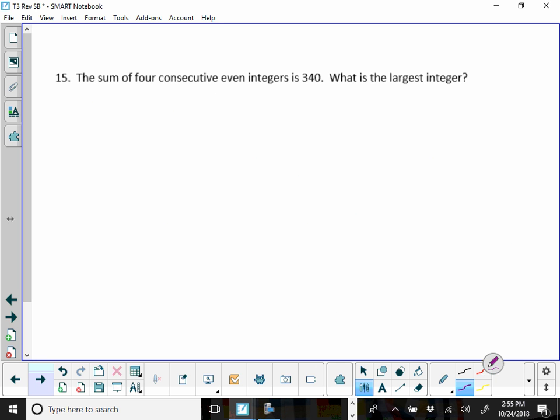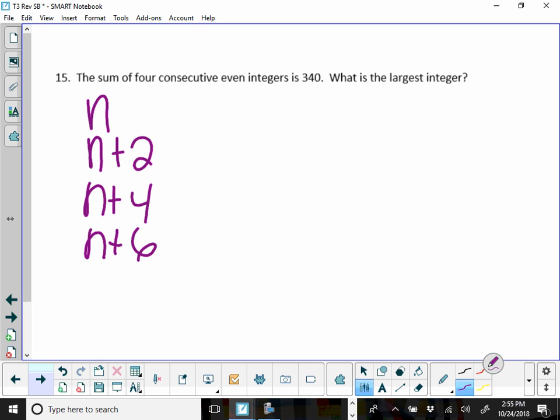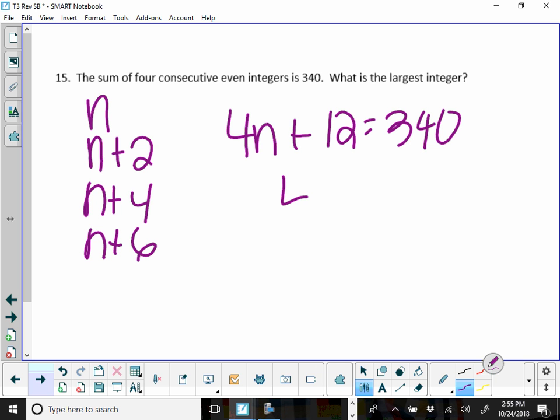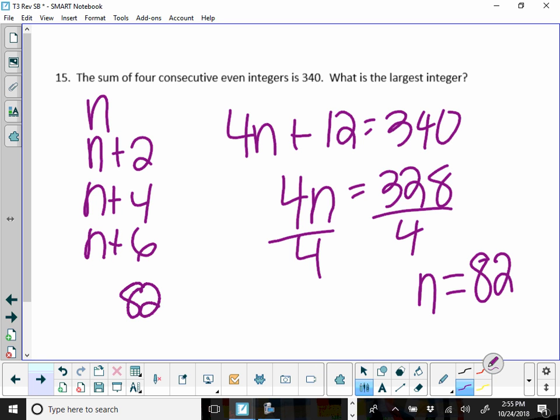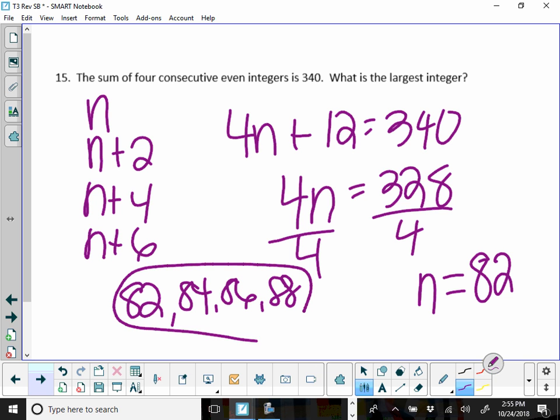Four consecutive even. So even and odd, remember, is n, n plus 2, n plus 4, n plus 6. Add all those up. That's going to give you 4n plus 12 is equal to 340. Subtract your 12 and divide by your 4. And n is equal to 82. So they want all four, so it's 82, 84, 86, and 88.